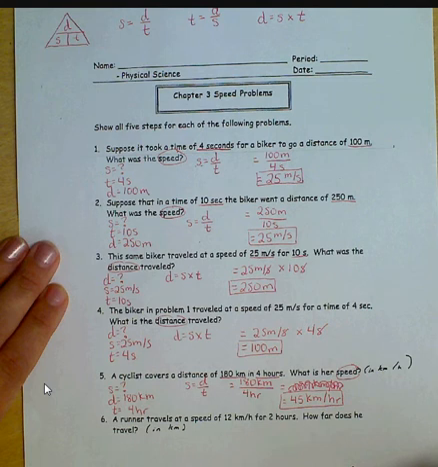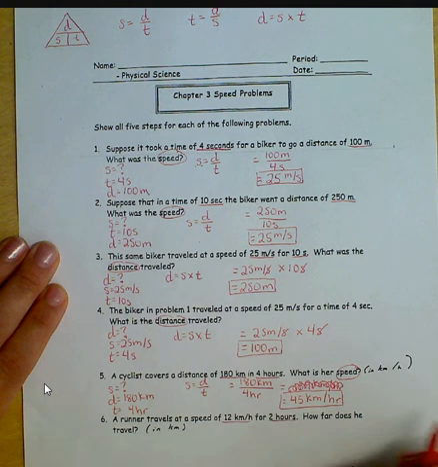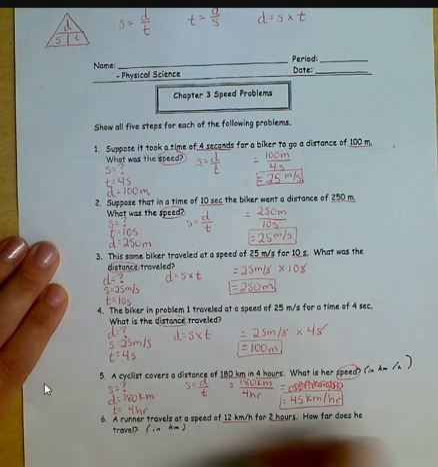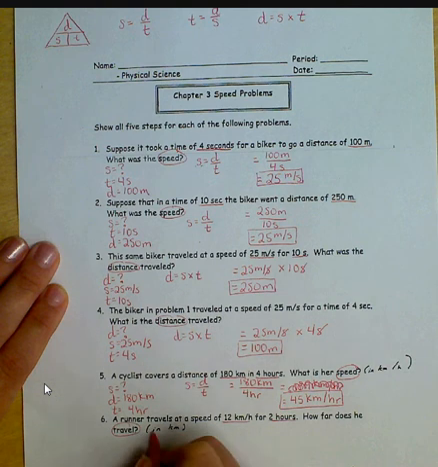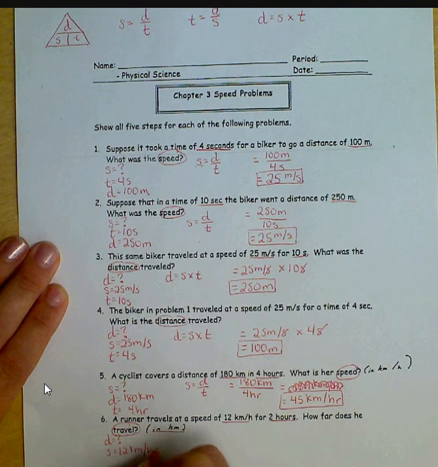A runner travels at a speed of 12 kilometers per hour for 2 hours. How far does he travel? So how far? That's a distance I'm looking for. I'm looking for it in kilometers. Alright, so I'll write down my distance is my unknown. My speed is 12 kilometers per hour. And my time is 2 hours.